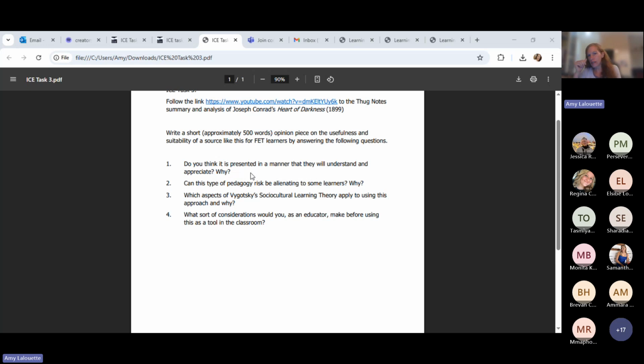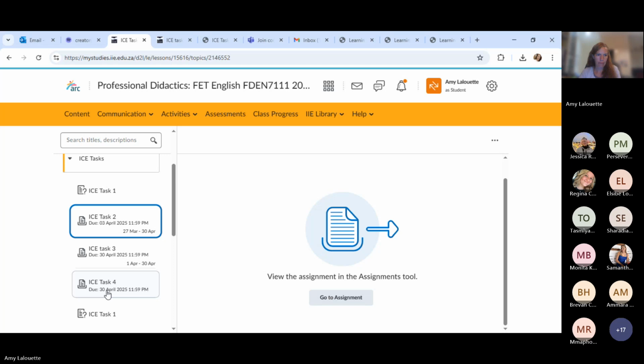Okay, so Thug Notes, as I'm sure you all know, he actually does have his PhD, but he presents the basic plot and themes of important literature in a very, very casual way. Okay, so this is a certain type of pedagogy. If you go through the notes, you'll remember which one it was. Okay. And then ask task 4.